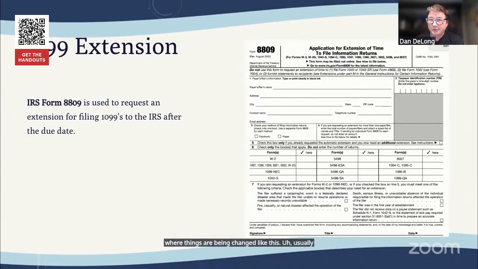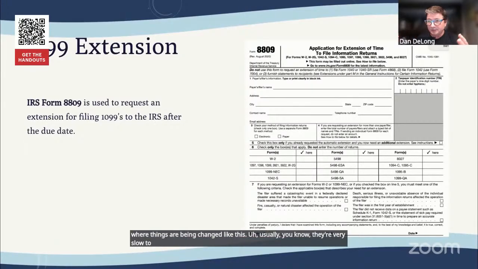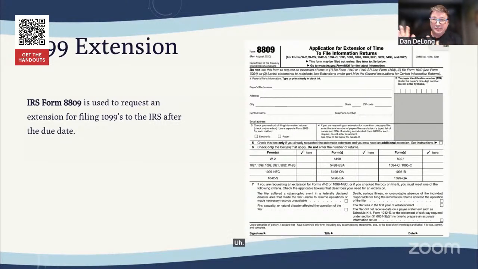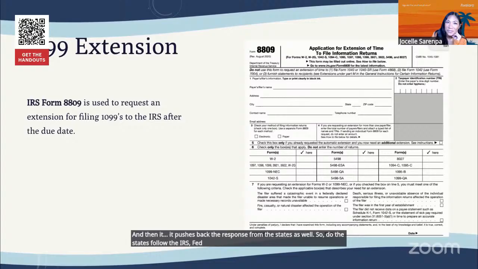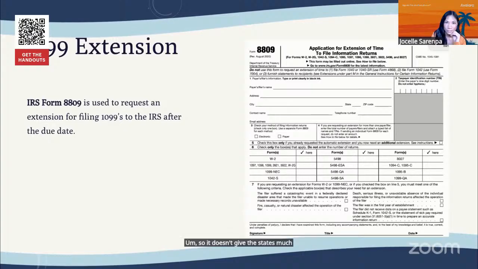Usually they're very slow to provide the drafts and the forms to the providers, but I've never seen it creep into the following year like this. So it pushes back the response from the states as well. Do the states follow the IRS? Do they do their own thing? Do they stay where they're at, even though it could be different? It doesn't give the states much time to respond, in like or opposite, so it just crunches all the timelines.